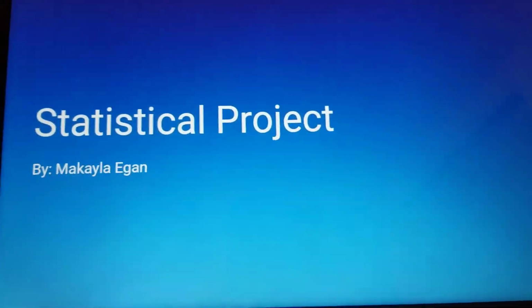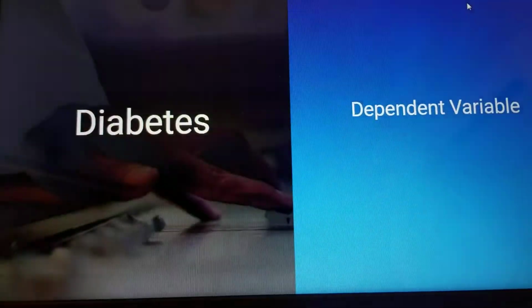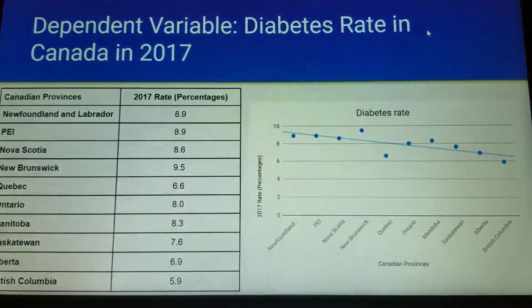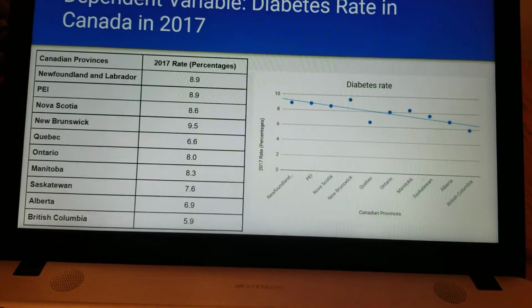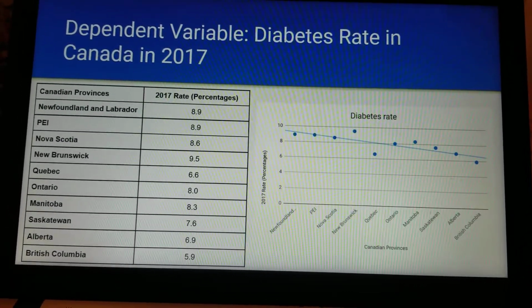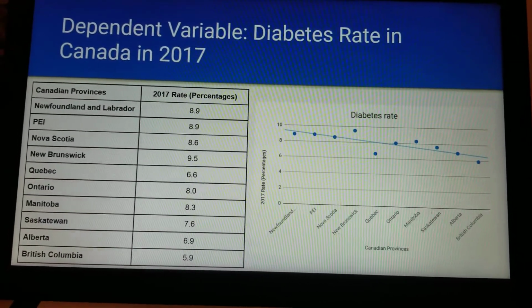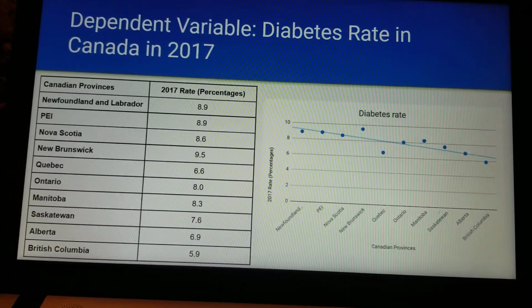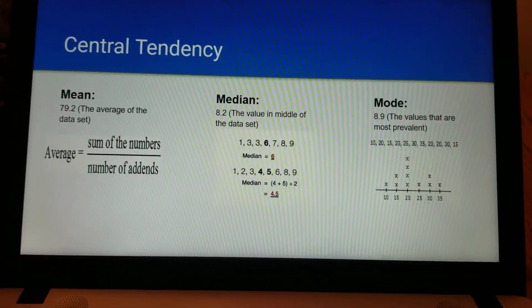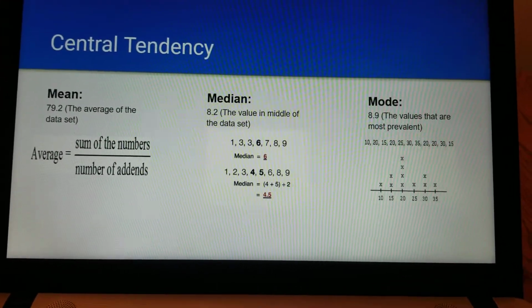So this is my statistical analysis project. My dependent variable is diabetes. This slide just represents the data set of diabetes rate in Canada in 2017, and it also shows a diagram as well. This slide shows the central tendency of diabetes.